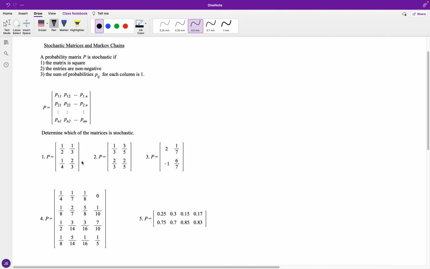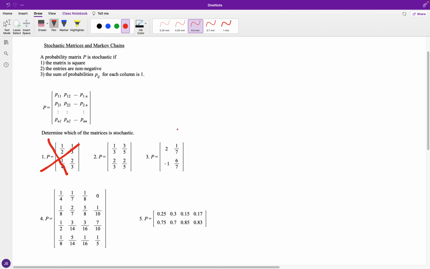For the first, we have a square matrix, with 2 rows and 2 columns, and all the entries are non-negative. So we've got 2 out of the 3 conditions met. However, the sum of each column must be 1. In the second column, 1/3 and 2/3 is 1. However, in the first column, 1/2 plus 1/4 comes out to 3/4 or 0.75. And so this first matrix is not stochastic.